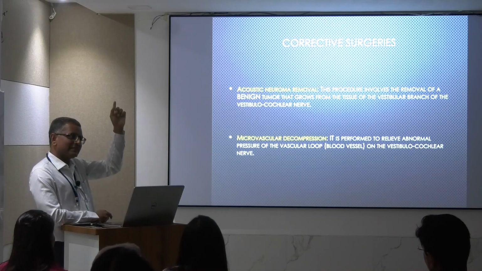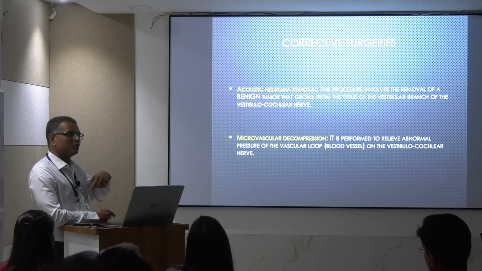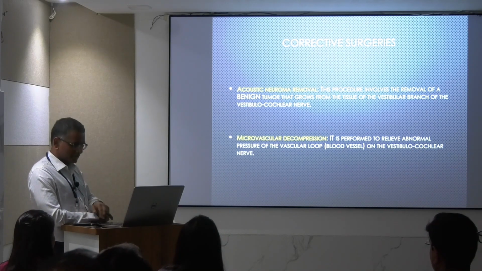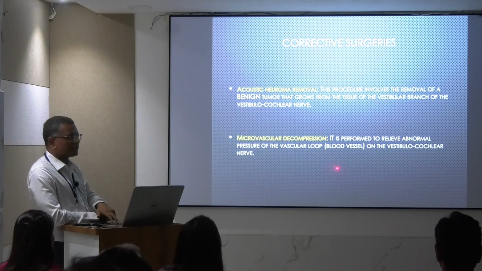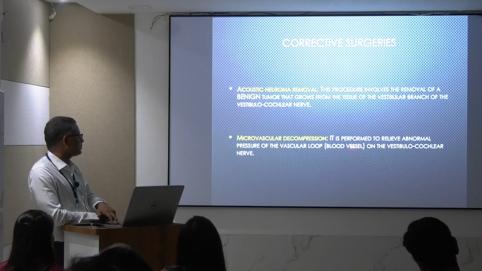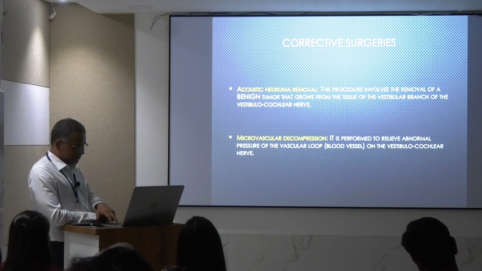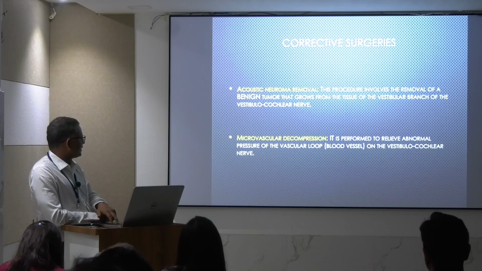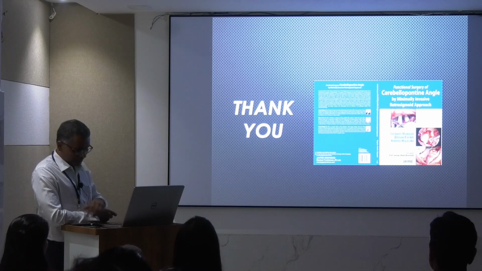Because these loops are inside the IAC. To go and remove those loops, there are high chances of hearing loss. So if they have very severe paroxysmal vertigo, we can do either decompression or nerve section, but I don't have any experience. So that's all. Thank you.